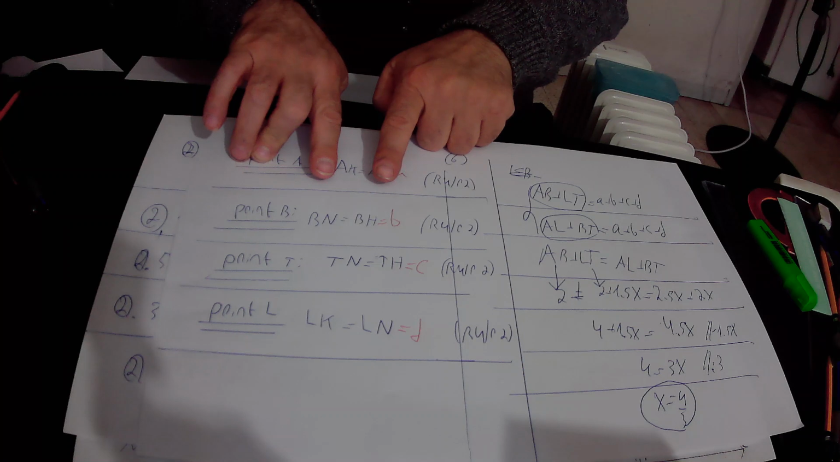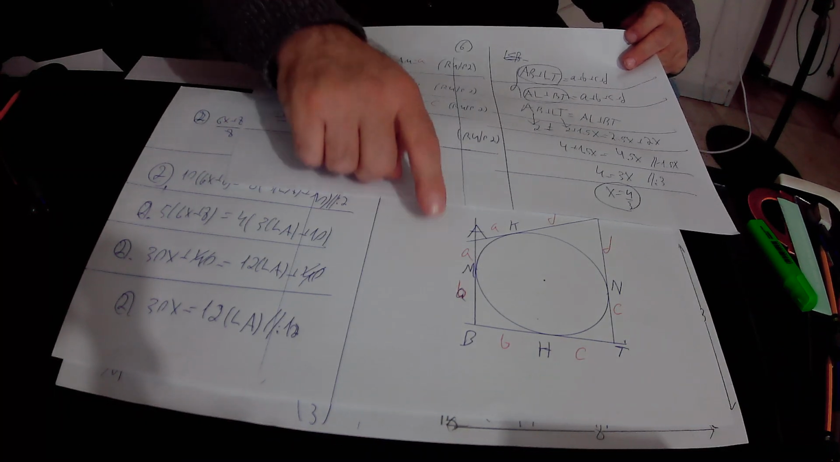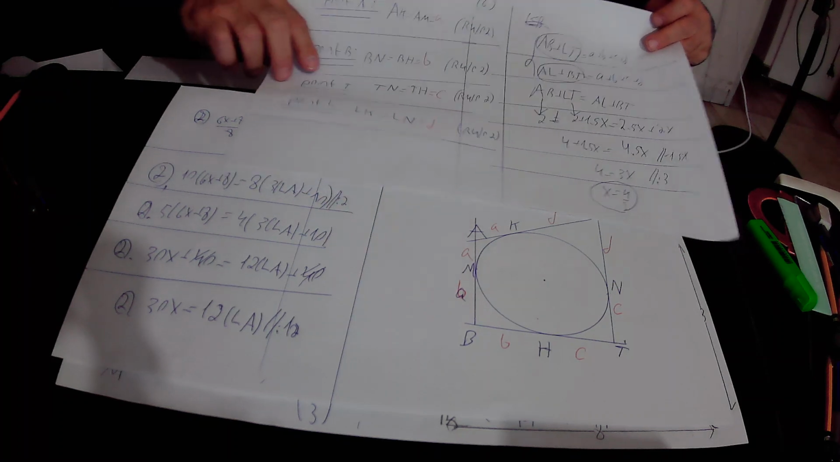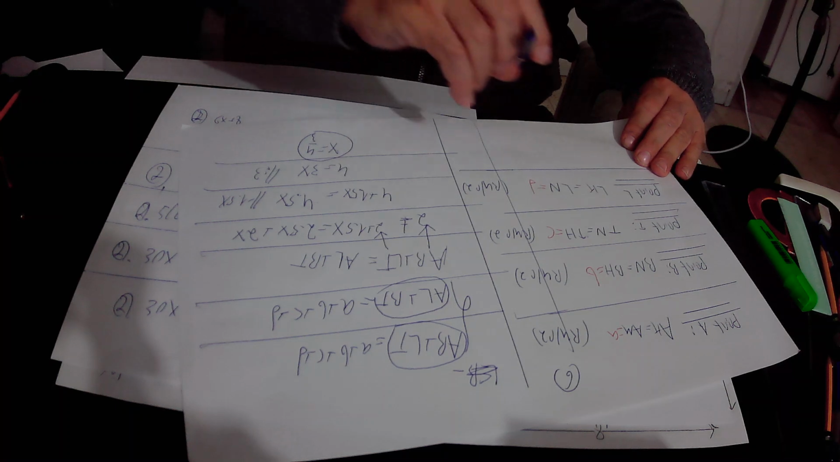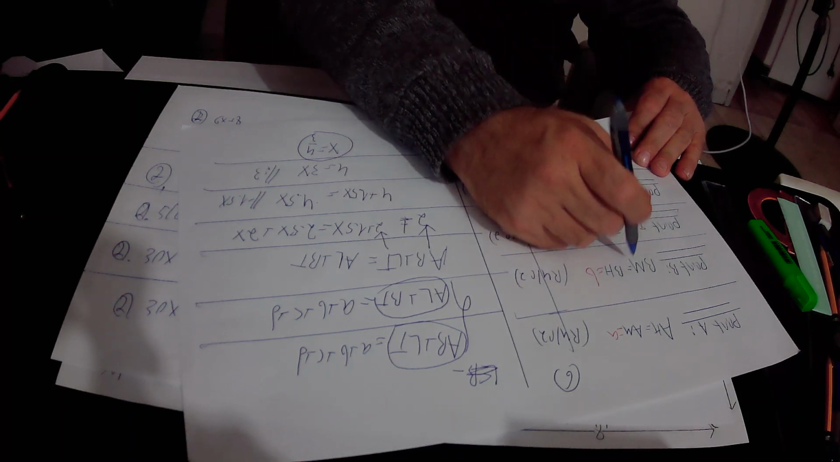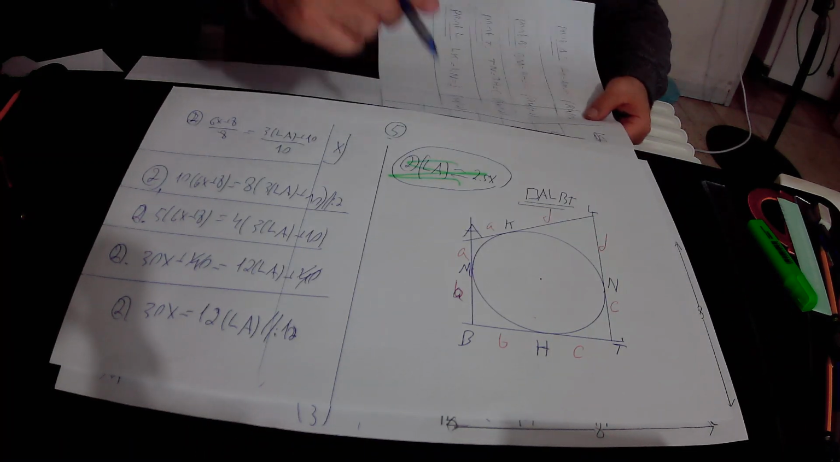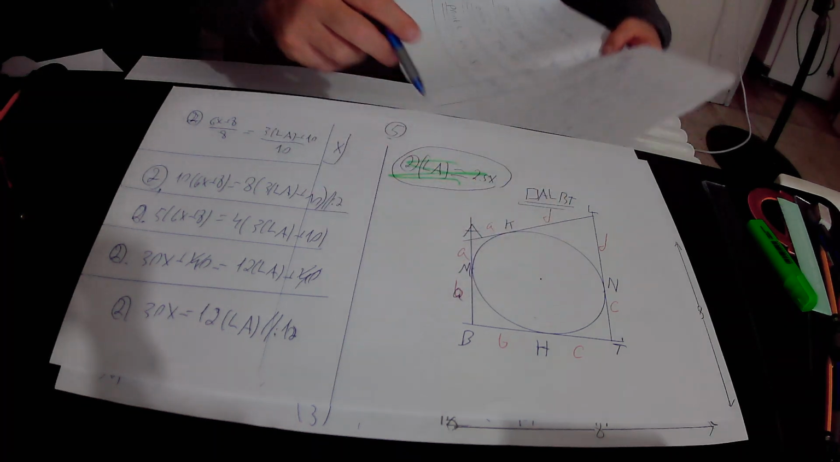Actually, it is BM that is equal to BH. Again, according to rule 2, BM equals BH.